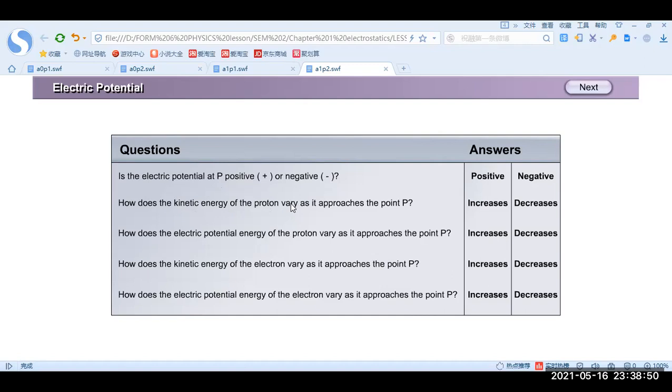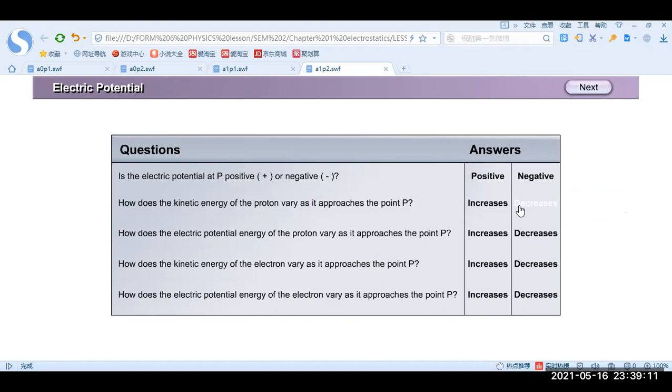When it stops at point P, this means there is no more kinetic energy. Initially it was moving, that means it had kinetic energy. The proton has kinetic energy at the start and stops at the end. That means the kinetic energy decreases.